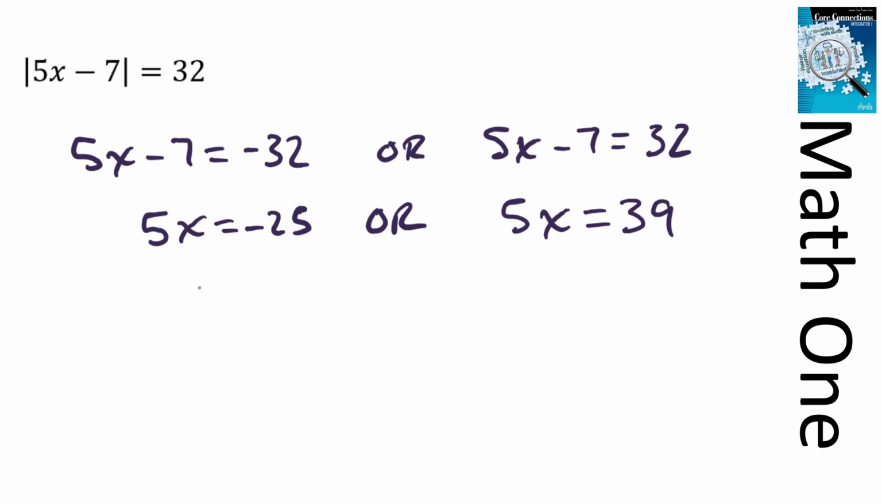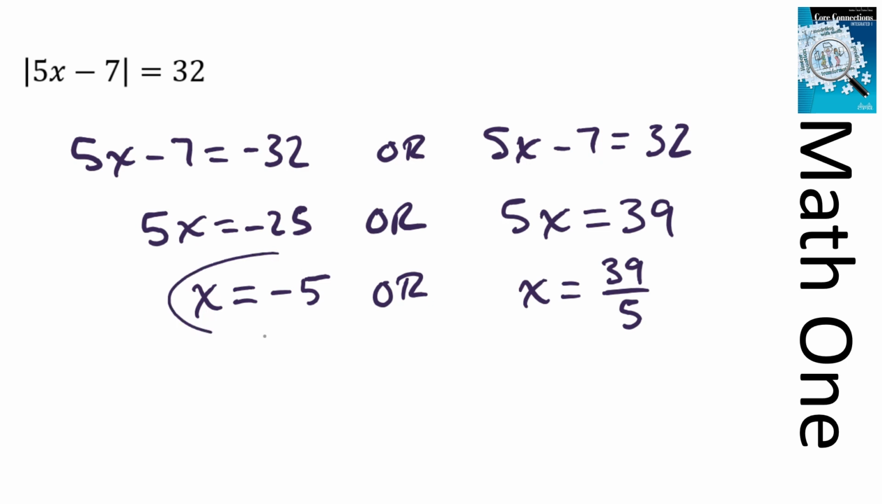If I divide both sides by 5 now, in the one case I have x is equal to negative 5, or in the other case I have x equals positive 39 fifths. Again, if I plug these values of x into the expression 5x minus 7, I will either get negative 32 or I will get positive 32. Both of those values make this equation true.